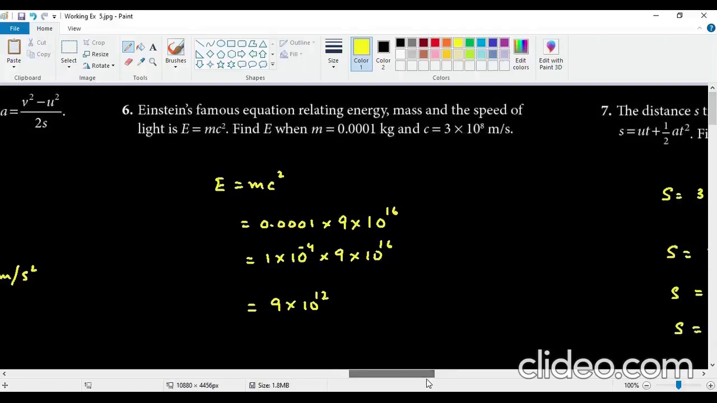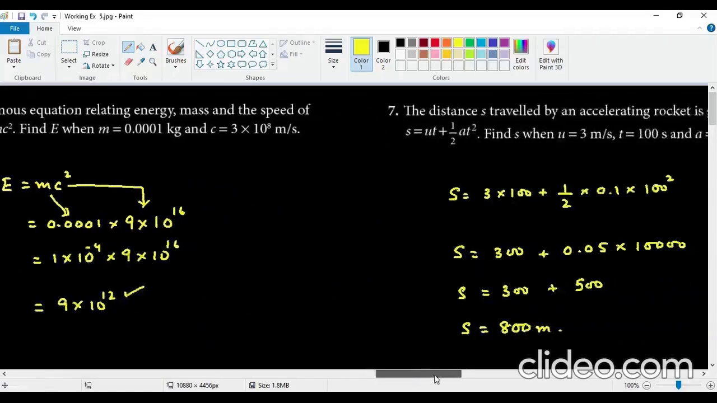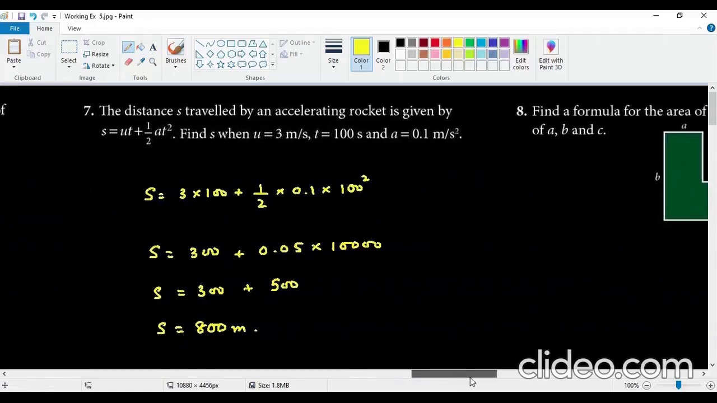Einstein's famous equation E equals mc squared. The value of m is already given here, and the value of c is also given here. Now, just to remind you that whenever numbers are multiplied, powers are added. Now, 0.0001 can be written as 1 times 10 to the power minus 4. Now, 1 times 9 is 9, and 16 minus 4 is going to give you 12, which is the final answer. Now, the distance s traveled by an accelerating rocket is given by the formula which is given over here.